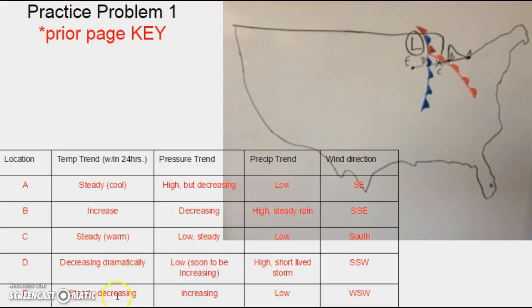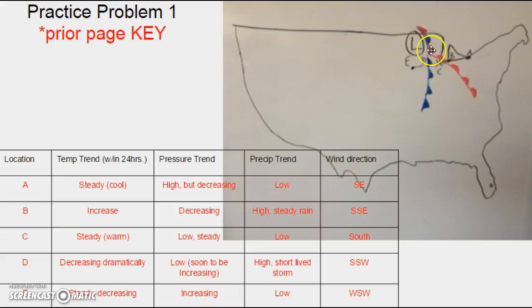Letter E is the final point over here, excuse me. Right here's letter E. The temperature trend is going to be decreasing, right? You've got cool air blowing in from the north. This air mass coming out of here is what's driving this cold front here.